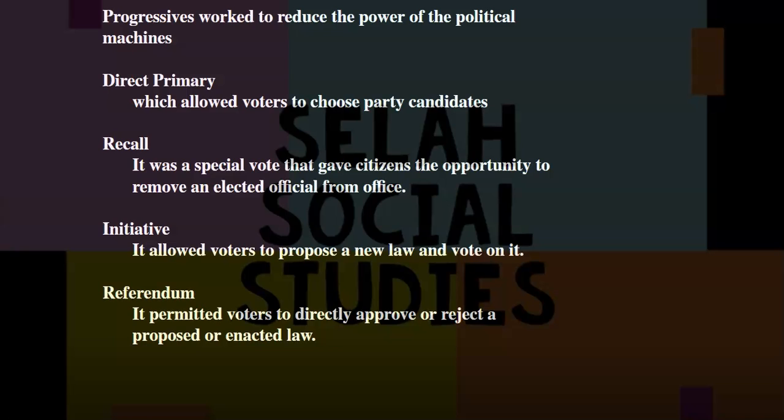A third reform is initiative. This allowed a certain number of registered voters the right to propose a new law and force the government to allow them to vote for it. And the last voting reform was referendum, which allowed voters to directly approve or reject proposed or enacted laws. Not every city or state incorporated these voting reforms, but many of them did.